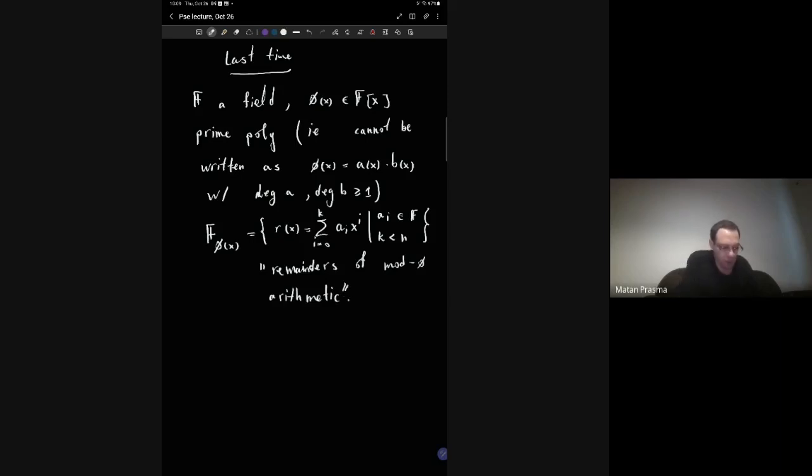And we showed, so in fact this can be defined for any phi without requiring that it's a prime polynomial. But if it's a prime polynomial, F sub phi is a field with mod phi addition and mod phi multiplication.